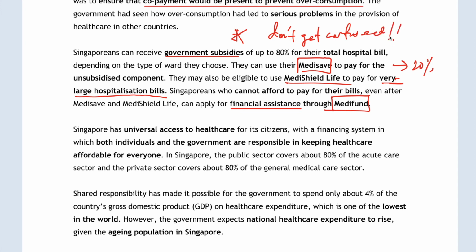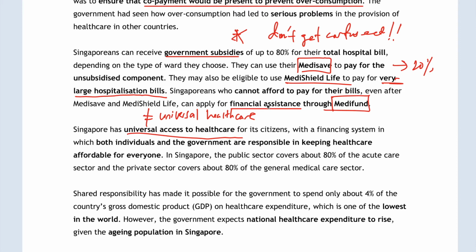So in Singapore, we practice universal access to healthcare. This is different from what you will learn later, which is universal healthcare. That is the Swedish system, or similar to the Swedish system. Singapore, no. In Singapore we practice universal access to healthcare. So everybody has the right to access healthcare, to be able to get healthcare, that is guaranteed.